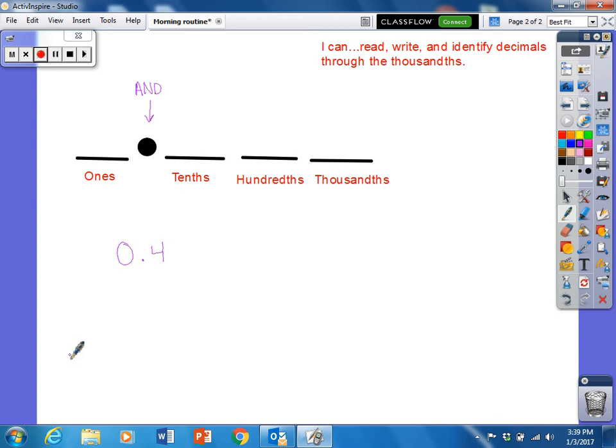Now, I have written a decimal and it is 0.4. Where would that fit on my number line? The 0 would go before the decimal. The 4 would go after the decimal. So I would read this 0 and 4 tenths, or since the 0 is just a placeholder, I could just read it as 4 tenths.